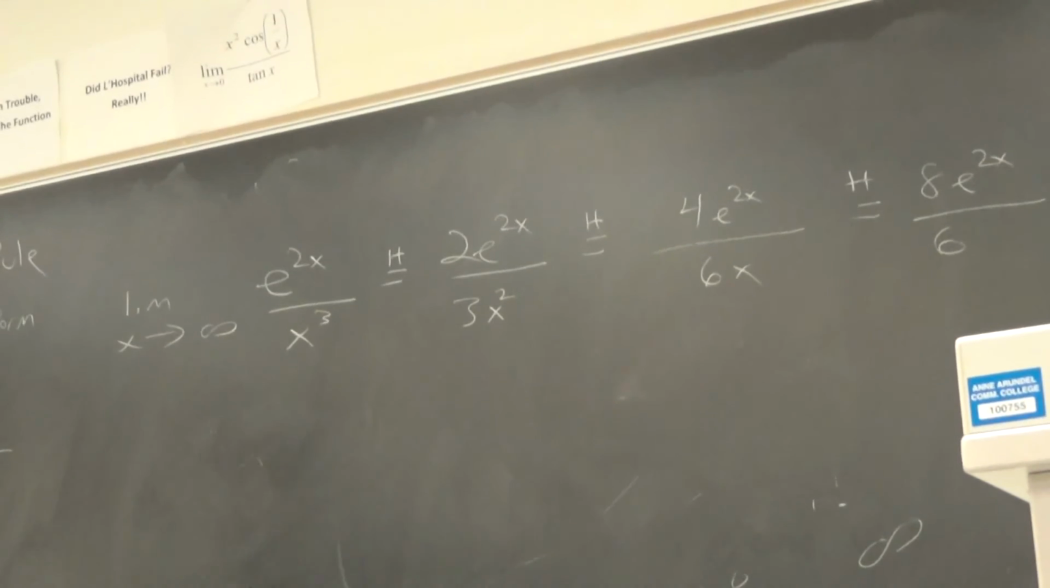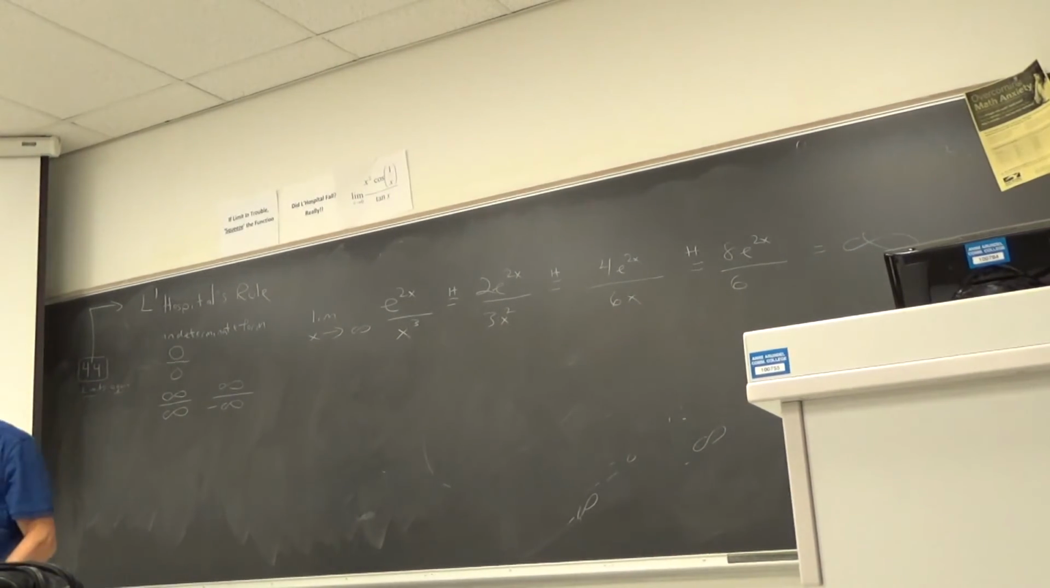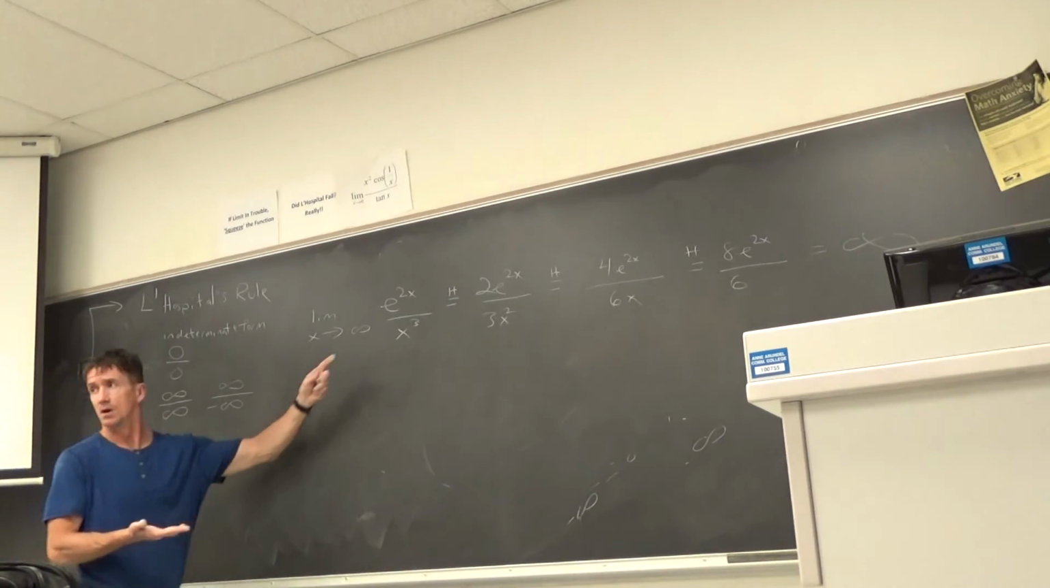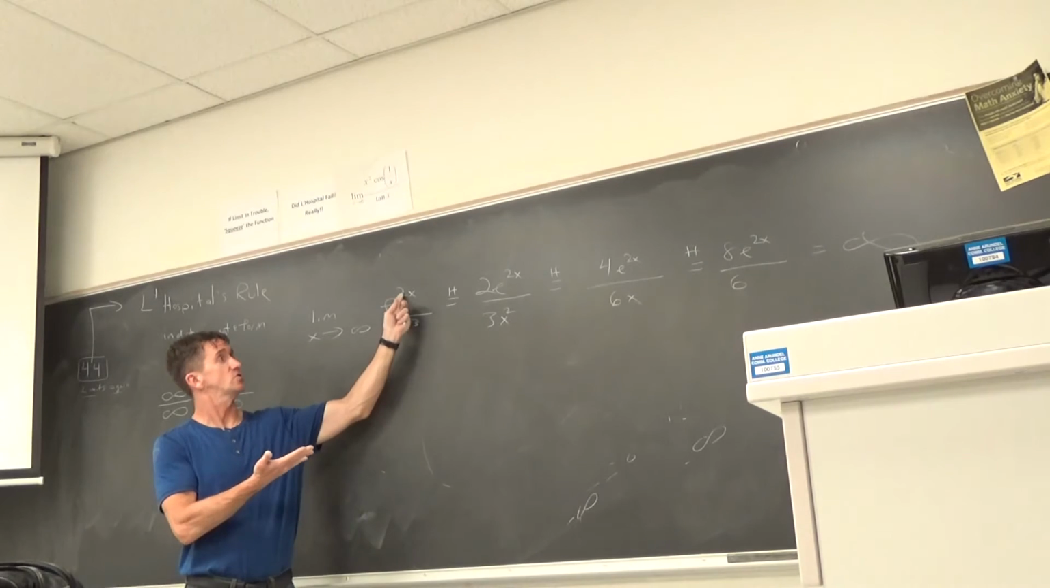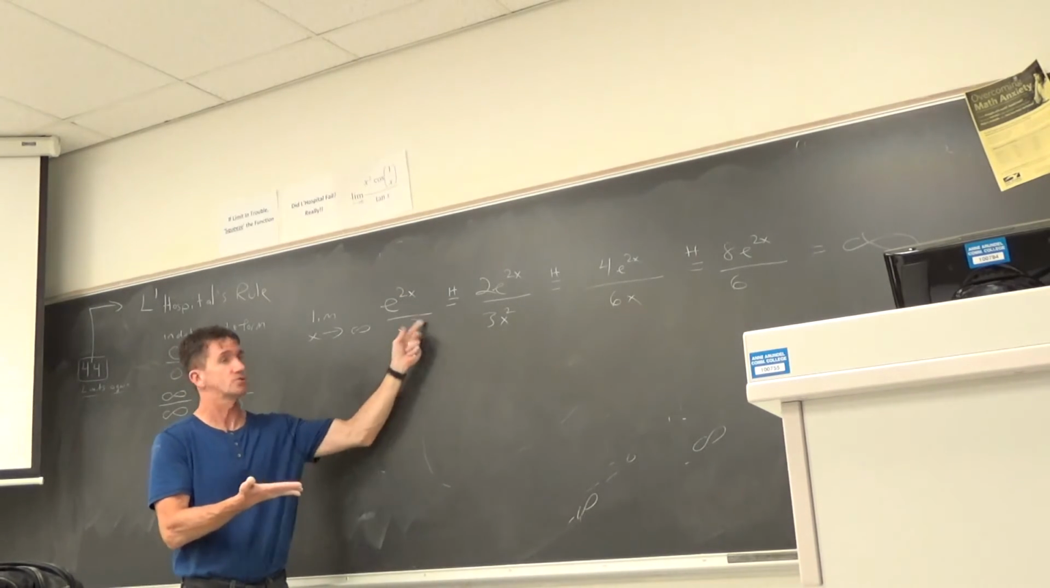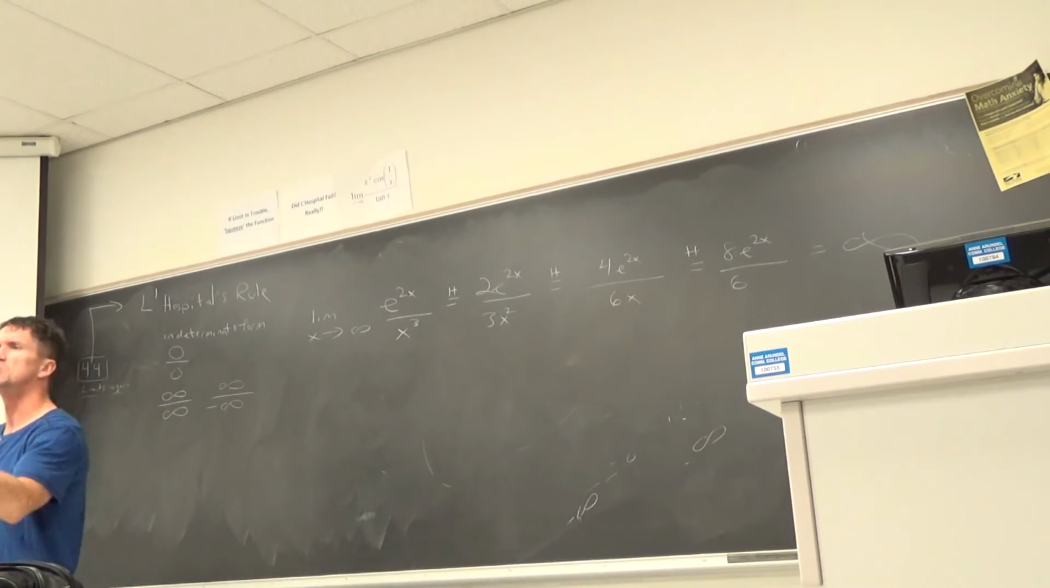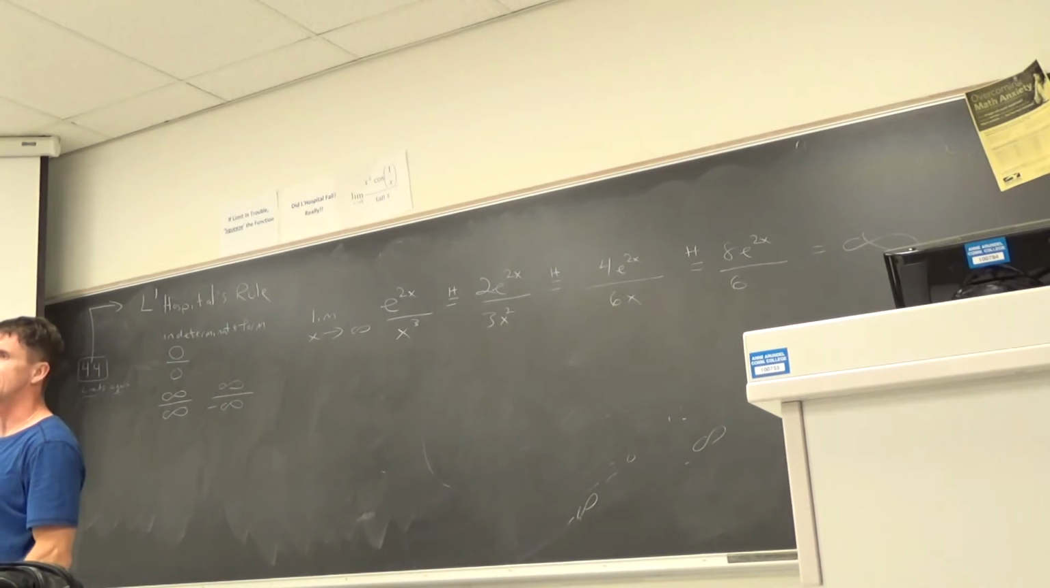What are some other tricks you can do, especially in a multiple choice exam for a final? You know what you can do? I'm just going to see what e to the 2 times 100 is over 100 cubed, and just see if the number is humongous or something. That means it's heading toward infinity.